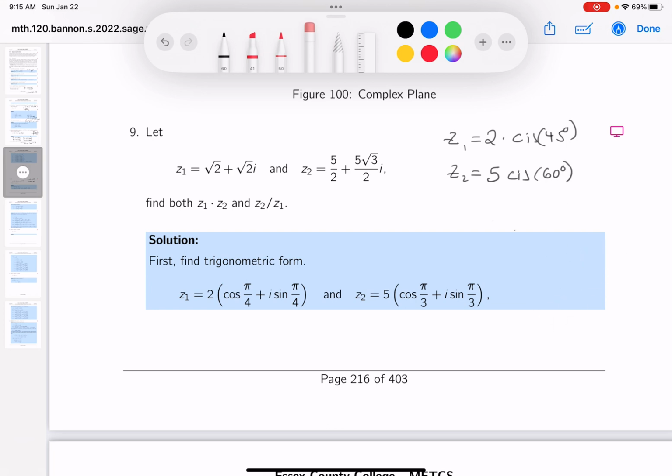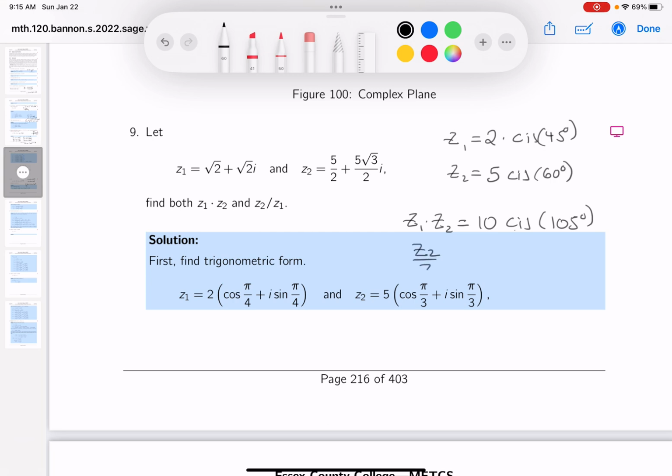And I want to do the multiplications. And I'm going to do Z1 times Z2. Once it's in that polar form, it's really easy for me to do. 2 times 5 is 10. CIS. 60 and 45 is 105 degrees.